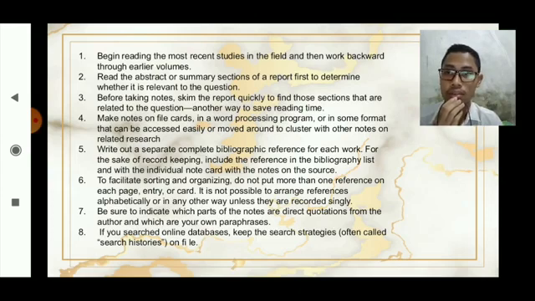And the last is, if you search an online database, keep the search strategy, often called the search history, on file. This information will help in the retrieval of information and reduce cost and time in case an update is needed.